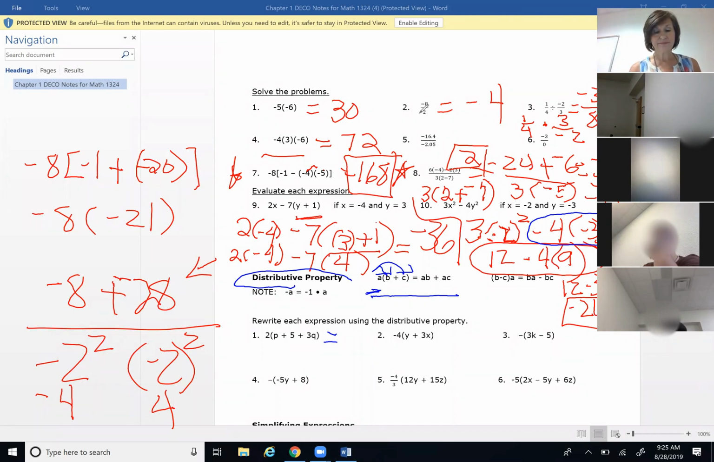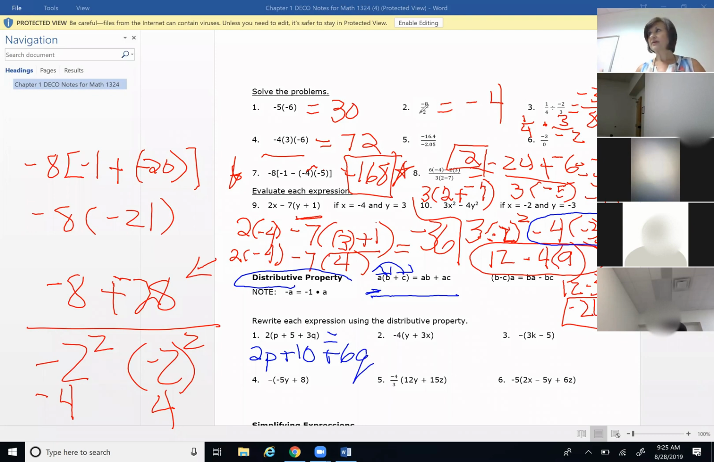And what would we get? 2p plus 10 plus 6 cubed. That's it. It just gives us the ability to get rid of parentheses, because sometimes when we do that, then we end up with terms we might be able to combine. We'd have some like terms. Okay, what about number 2?